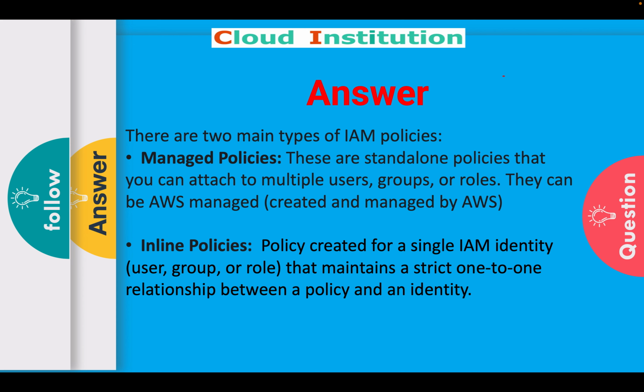Now the next policy type is inline policies. What are inline policies? The policy is created for a single IAM identity. For example, if the policy has been created for a specific identity itself, a specific user, or group, or role itself, right? That maintains a strictly one-to-one relationship between the policy and the identity. So it will only have a one-to-one relationship between the policy and the identity.